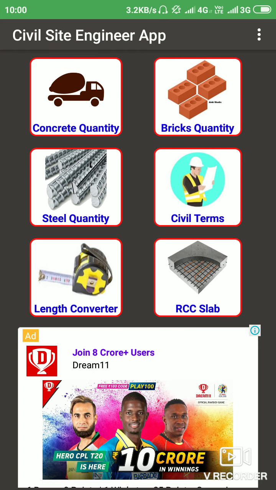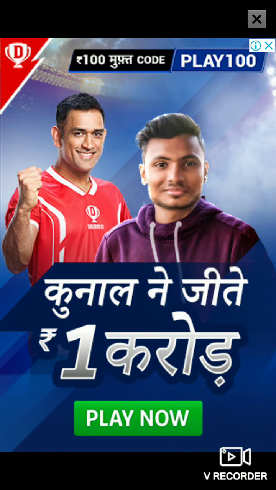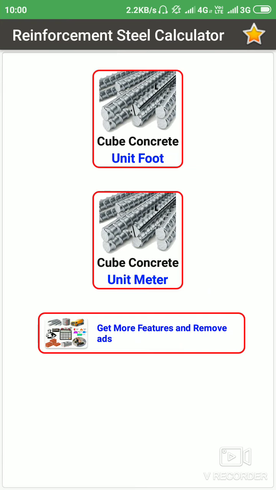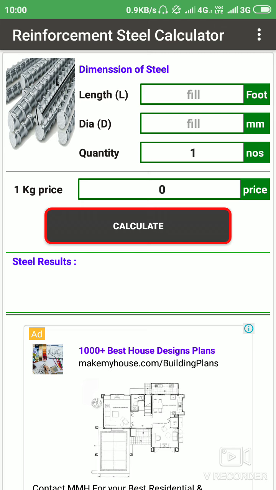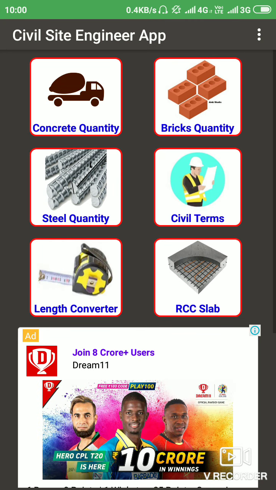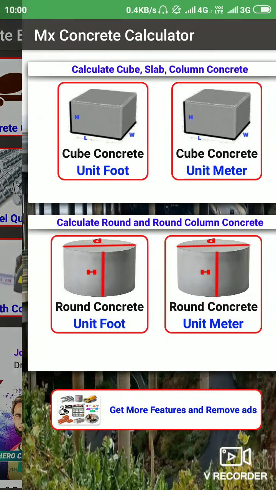Simply in the same way you can calculate the steel quantities. Steel quantities can be calculated using units of foot or meter. Instead of meter, this time we choose foot. Simply put in the length, the quantities, the price of 1 kg of steel in the market, and get the quantities. Very easy. Then we consider concrete quantities.